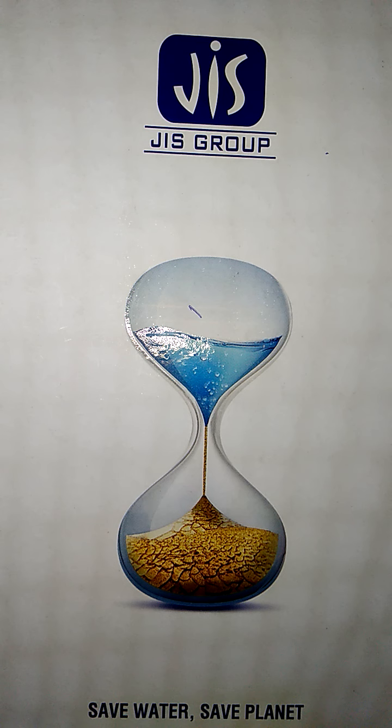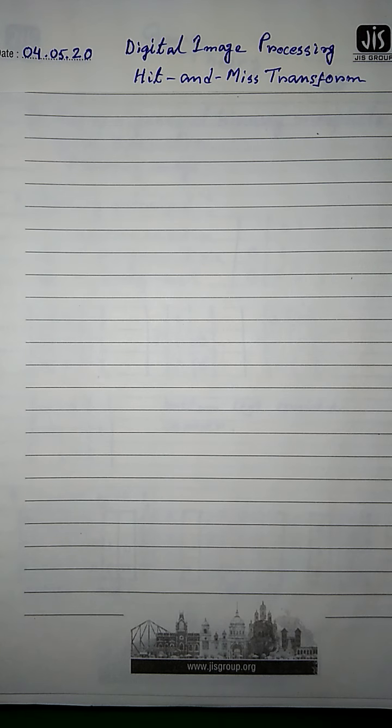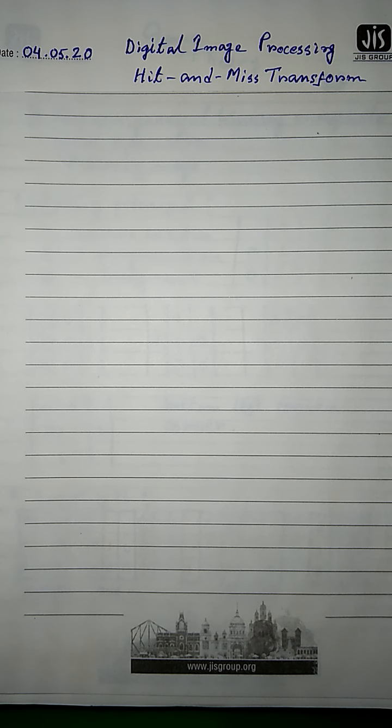Hit-and-miss transform in digital image processing. You know what the hit-and-miss transform is? What is the hit-and-miss transform? Basically, it will be used to enhance the image quality. So, what is the definition of it?